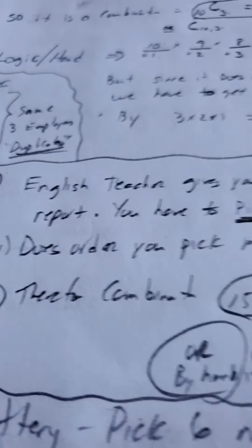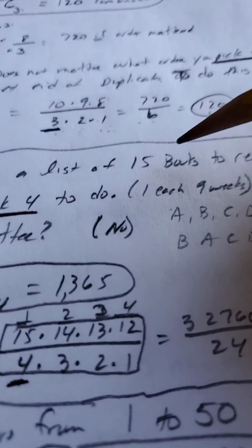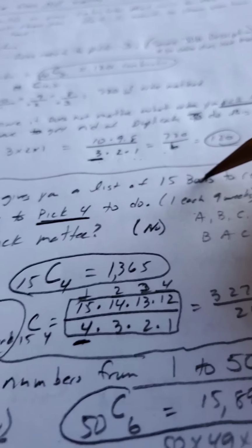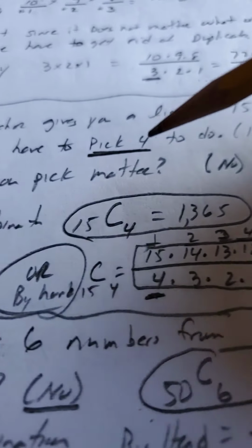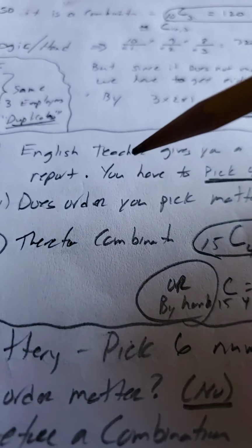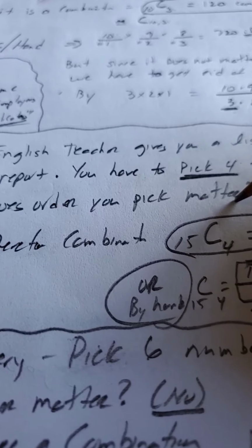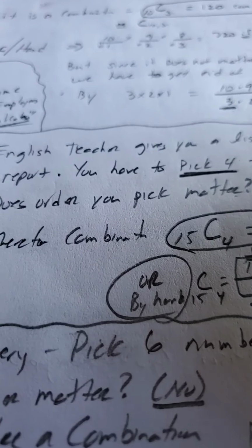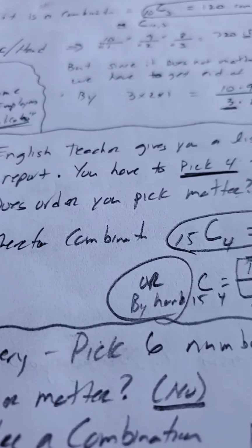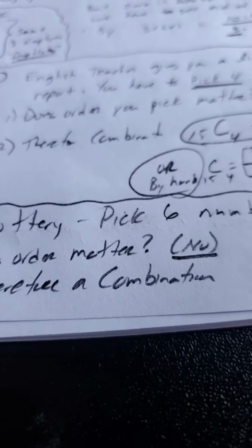An English teacher. The teacher is going to give you an assignment, and she gives you a list of 15 books to read, and you have to pick 4. Let's say you're doing 1 every 9 weeks. Okay. First thing you got to ask yourself is, does the order you pick the books matter? If I pick book A first 9 weeks versus picking book A third 9 weeks, does that matter? No, it does not. The order does not matter for picking the book.